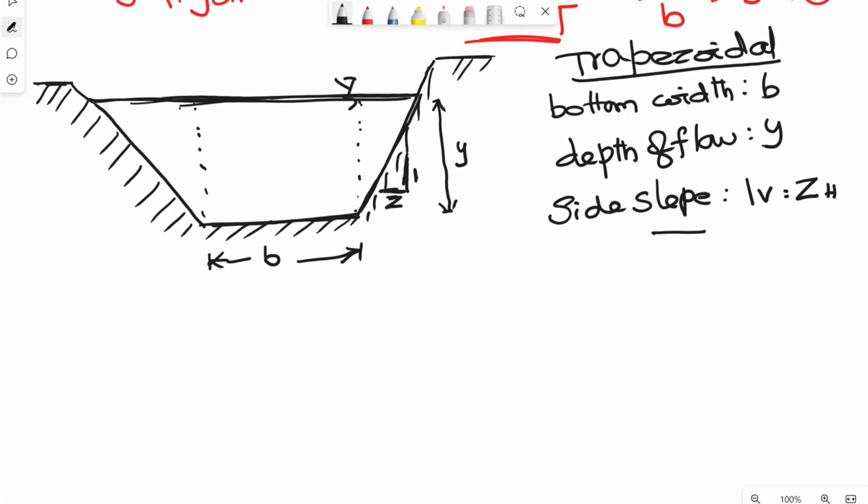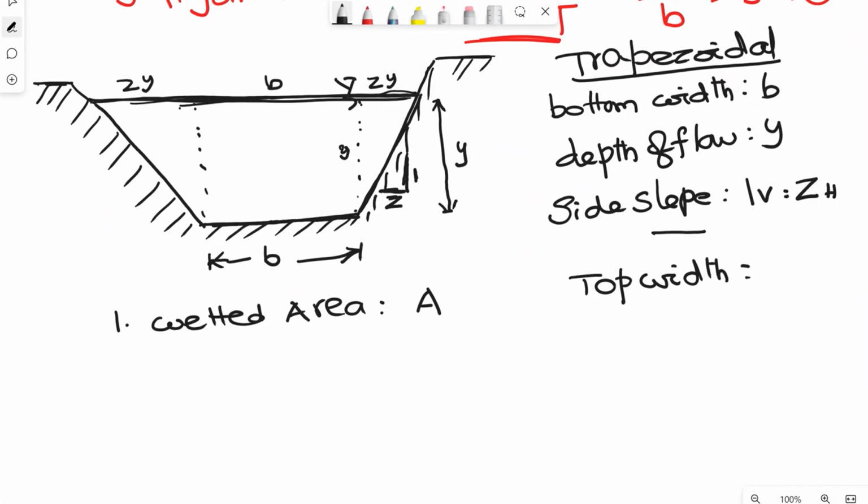First calculation is wetted area. For trapezoidal, naturally it is half into the sum of the parallel sides into the distance between the two. This is one parallel side, this is the other. I know the bottom width is b. What is the top width? This central portion is b. This portion, if the depth is y with one vertical to z horizontal, will be zy. Similarly on this side also zy. So top width is b plus zy plus zy, that is b plus 2zy. Bottom width is b, top width is b plus 2zy.